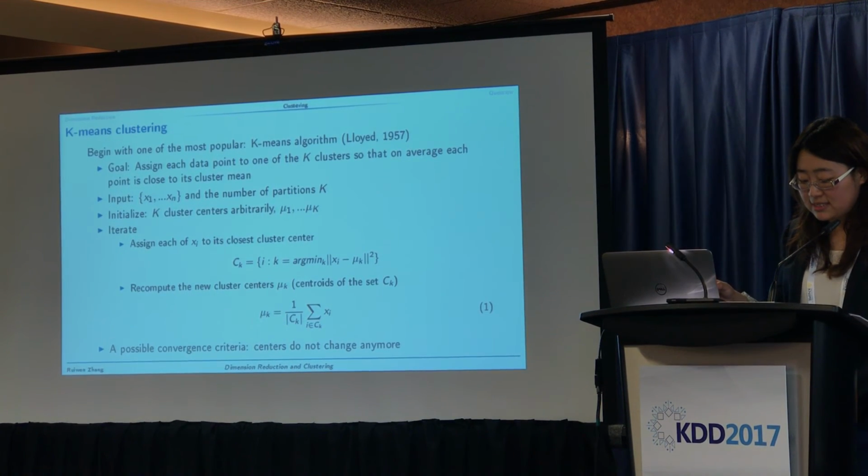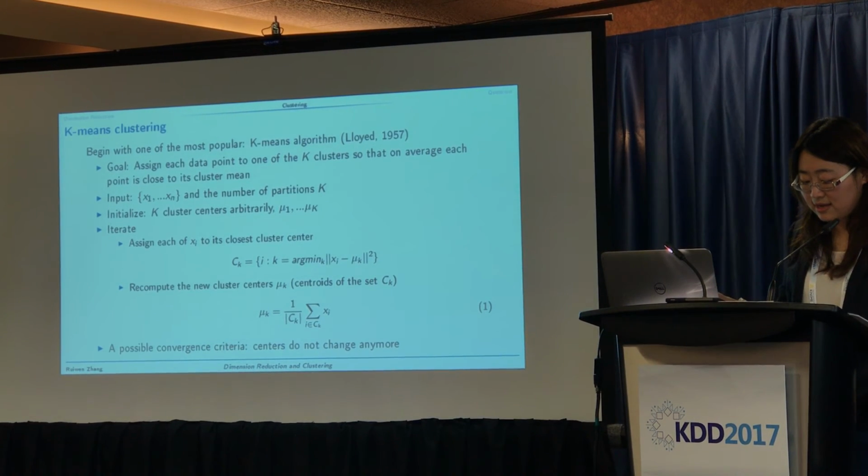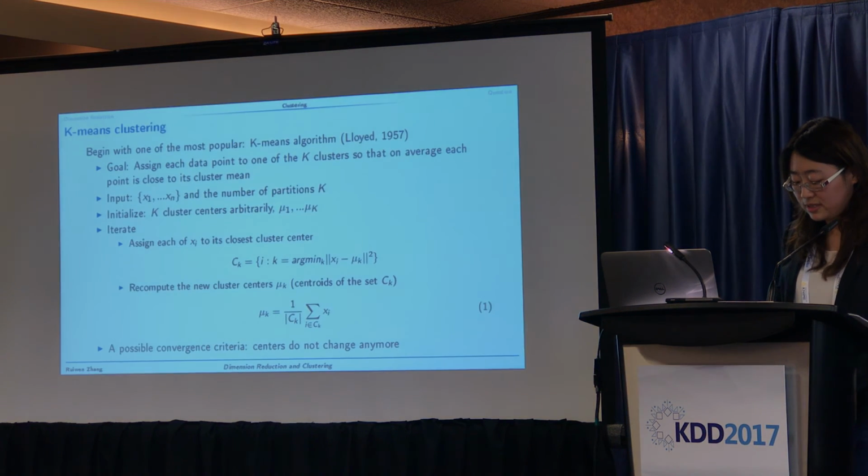Then each point is assigned to its closest centroid, say mu_1 to mu_K. C_k is the set of objects in cluster k. A new centroid is recalculated as the mean of all the points in C_k. Repeat this assignment and update step until no point changes its cluster, or equivalently, the centroids always remain the same.